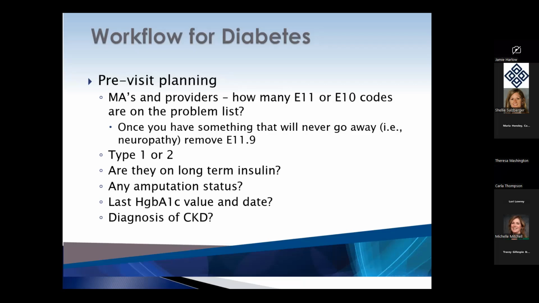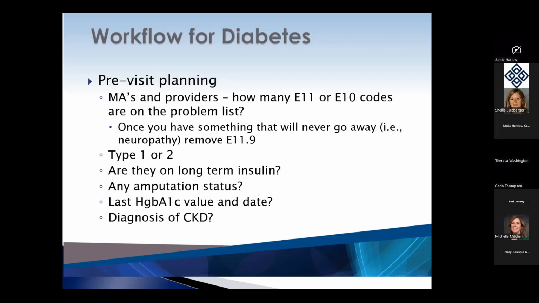When I huddle with my provider in the morning, what am I going to say? Dr. Jones, our first patient's here. They've got 3 diabetic codes on the problem list: diabetes with neuropathy, diabetes uncomplicated, diabetes with hyperglycemia. If your team is allowed to remove them, you can direct them. If not, you remove the E11.9.